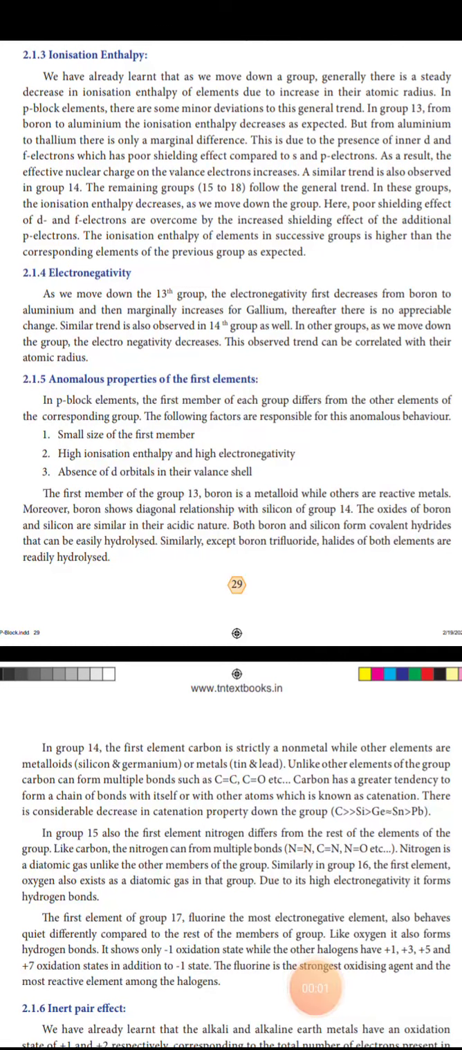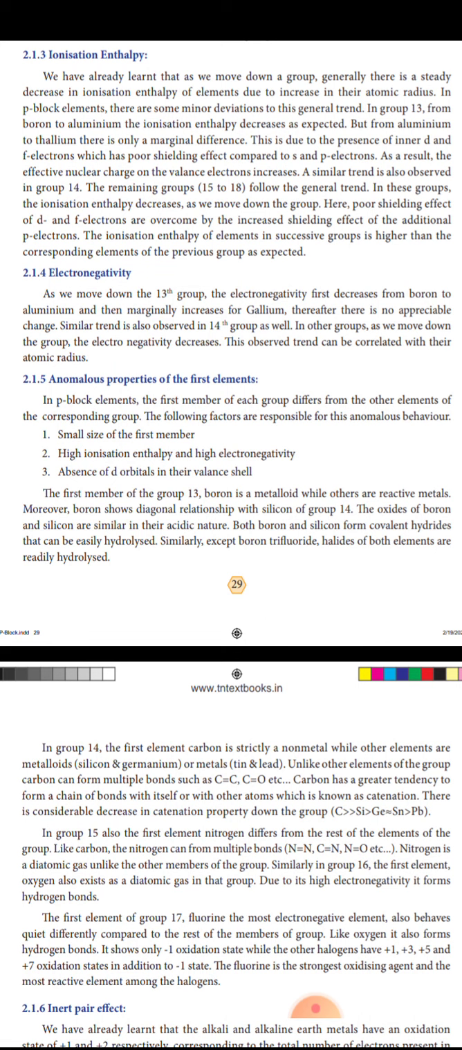General trends in properties of p block elements. The third property is ionization potential. The fourth one is electronegativity. We already learned two properties.